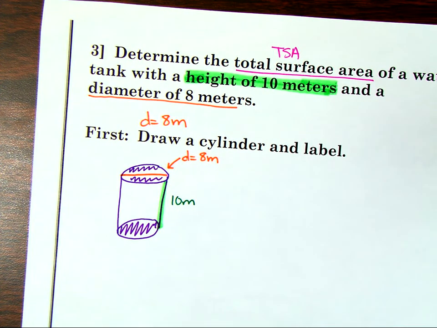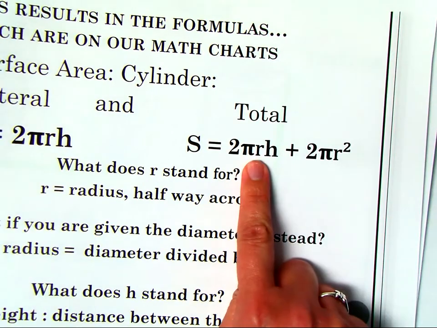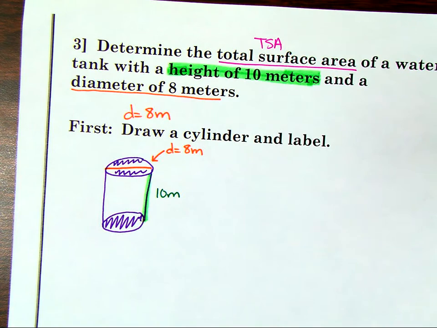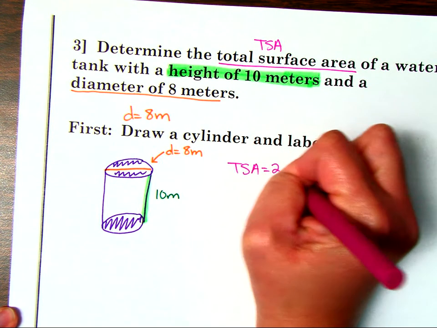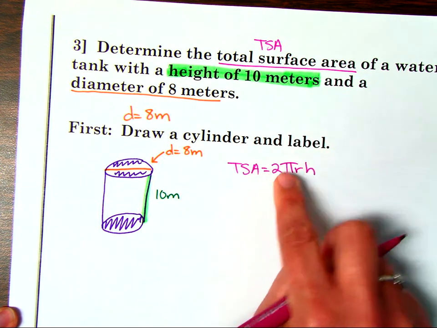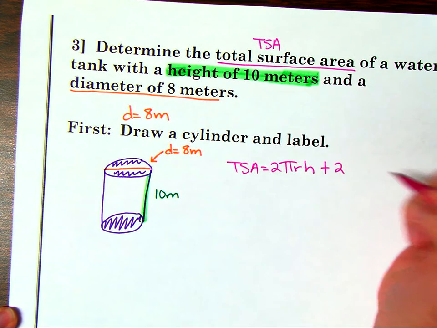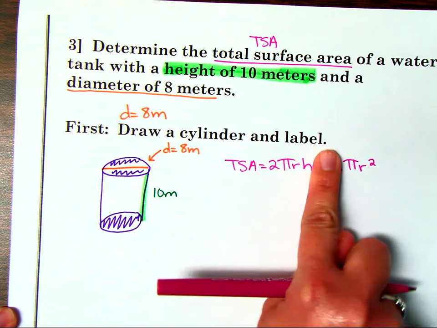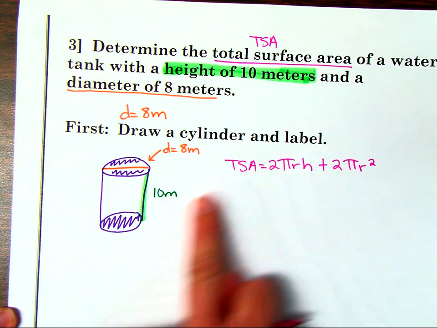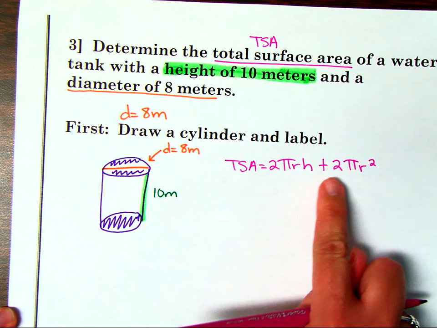Okay, and I want total surface area. Again, don't have to memorize these formulas, just need to know how to work with them. So that's my formula I need to start with. So total surface area equals 2 pi r h, because that's just your lateral surface area, plus the area of the bases, 2 pi r squared. This number 2 is there because the area of one circle is pi r squared, but we have 2 of them that are equivalent, so that's why we're doing 2 times that amount.